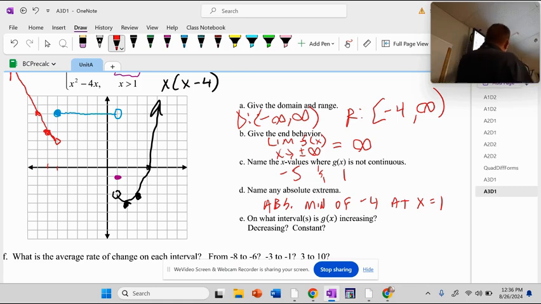All right, what are we doing from here to here? Constant. What are we doing from here to here? Shucks. Decreasing from 1 to 2. And then increasing from 2 to infinity. All right, so just know how to name that.